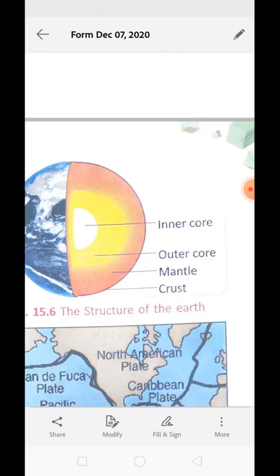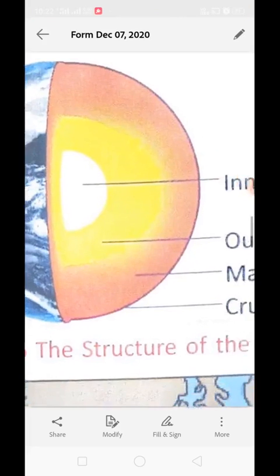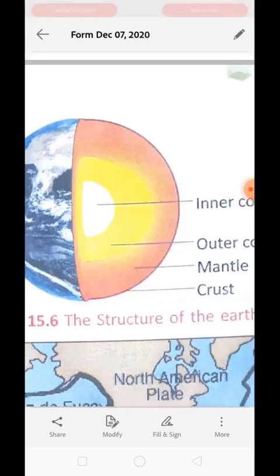Okay, understood. The next layer is the crust, which is present on the outer surface of the mantle, and it is the outermost surface of the earth. This is the surface where we live. It is a thin layer of 0 to 60 kilometer thickness.